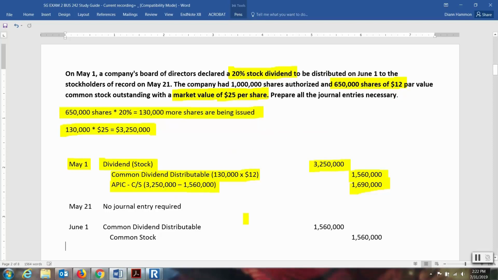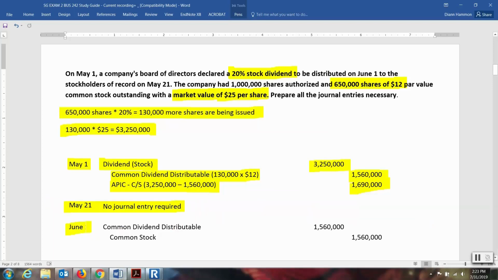We will use this special account we call a PIC account. This is additional paid-in capital in excess of the par value for common stock in this case. It is equal to the full value of the dividend, $3,250,000, minus the common dividend distributable. The difference is the $1,690,000. May 21st is the date of record. There is no journal entry required on that date.